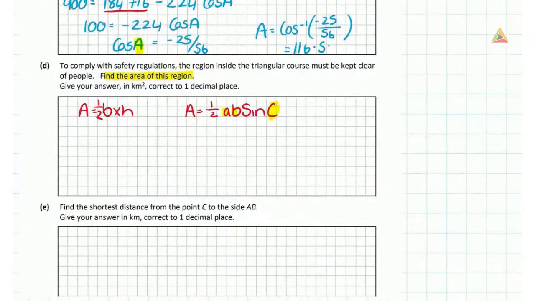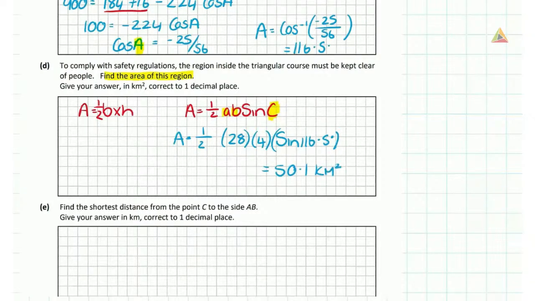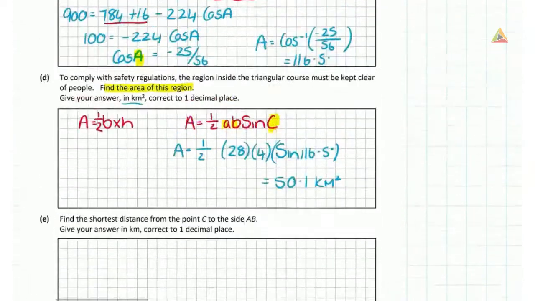So subbing into this formula, our area is a half of 28 times 4 times the sine of the angle in between, which we've just worked out in part C, was 116.5 degrees. You're just throwing that straight into your calculator, and to 1 decimal place we should be getting 50.1. Don't forget your units, they're giving them to you there in the question: 50.1 kilometres squared. Okay, and finally part E, find the shortest distance from the point C to the side AB.